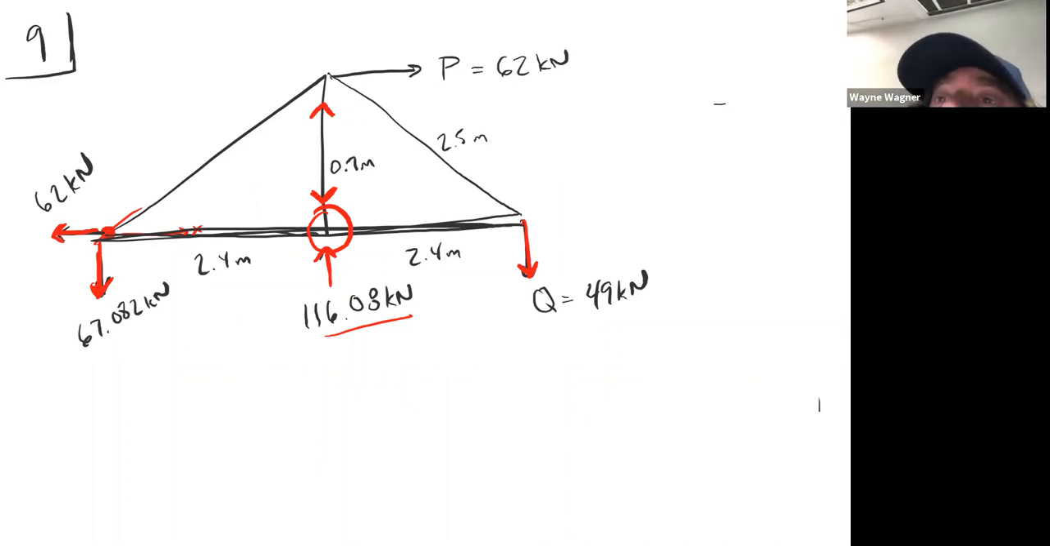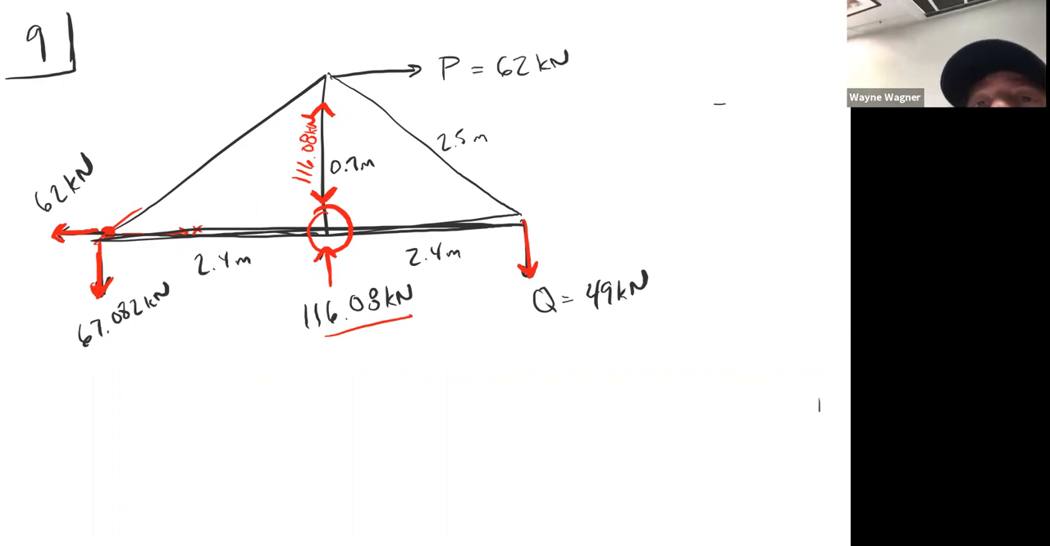Which means that up here, I've got 116.08 kilonewtons pushing up into that joint. So this is 116.08 kilonewtons. Okay, has to be. No other option. Now I don't know anything about the x direction in that force, so I'm going to have to come back to it. Okay, so let's go back.